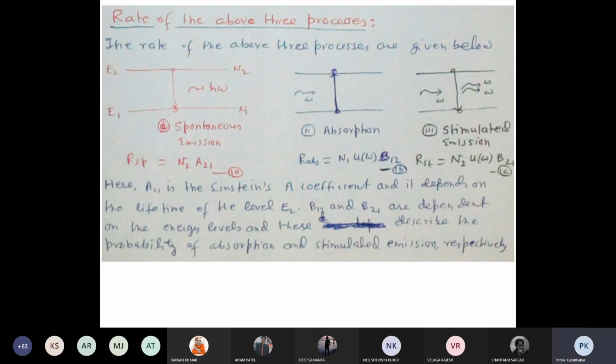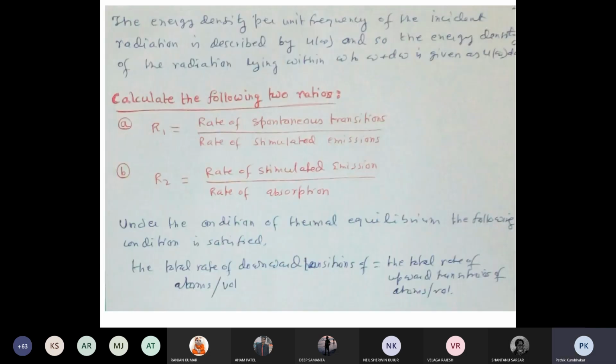Now moving on, we are interested in calculating two quantities. One is the ratio R1, that is the rate of spontaneous transition by the rate of stimulated emission, because we want the stimulated transition to be larger. And then we calculate another ratio R2, that is the rate of stimulated emission by the rate of absorption. Here also you want stimulated emission to be dominant over absorption. So we want R2 to be greater than 1 and R1 to be less than 1. Now let us see what happens.